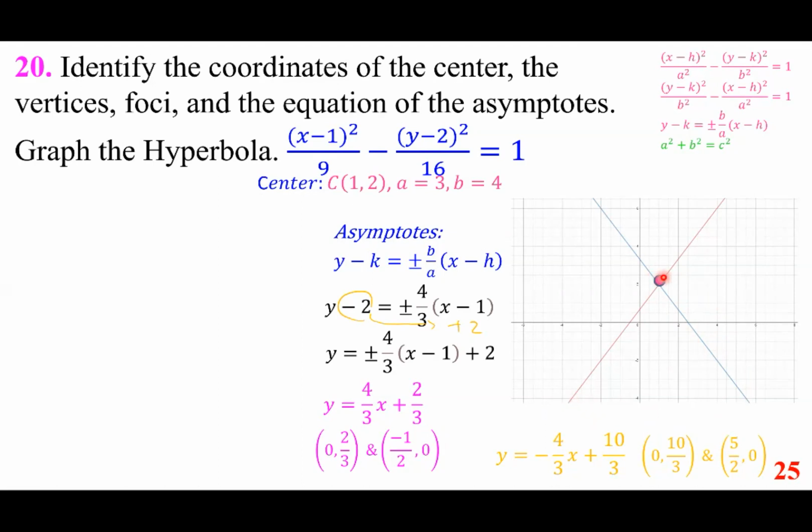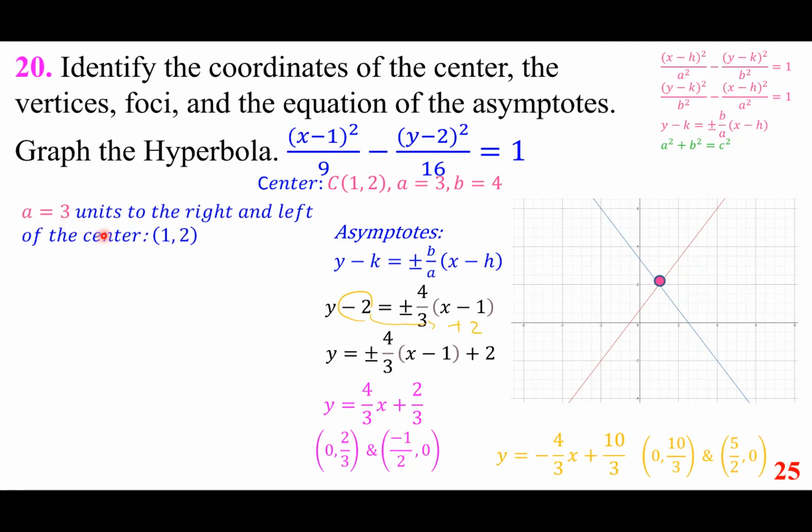That's the center. And basically it opens this way and that way by finding vertices. So go back to the center, and a equals 3. We're going to go from the center a units, 3 units to the right, which makes this one 4, and 3 units to the left, which makes this one 1 minus 3, or negative 2. So 3 to the left, 3 to the right. Those are the vertices with coordinates (-2, 2) and (4, 2).